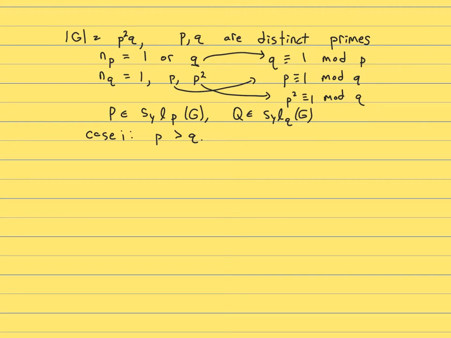Well, let's look up here. We're in the case where N_p is either 1 or q. q is small though, so is it possible for q to be congruent to 1 mod p? Well, no, because q is going to be an integer that's smaller than p to begin with. It's going to be bigger than 1 because it's prime. So it's smaller than p, and in this case, q can't be congruent to 1 mod p, which tells us that N_p is 1. So congratulations, we've discovered that we have a normal subgroup.